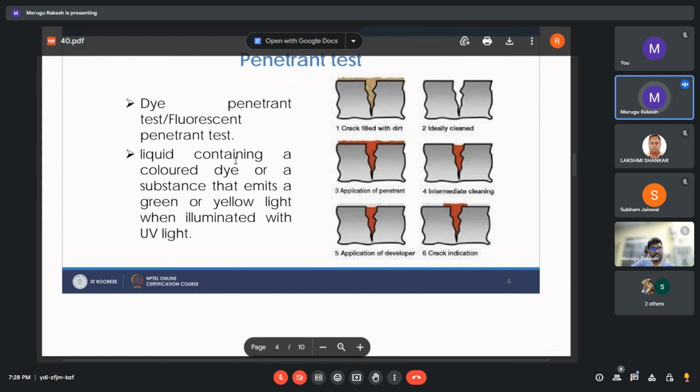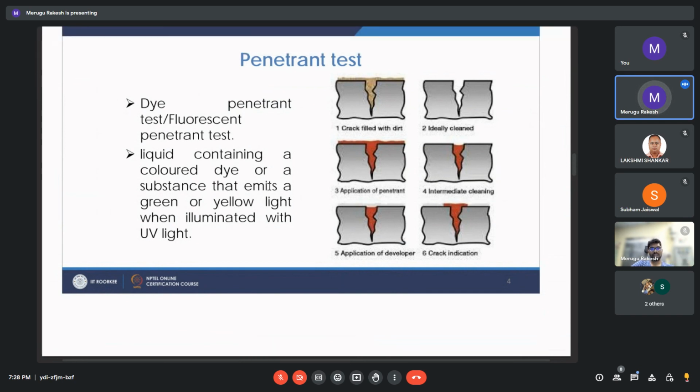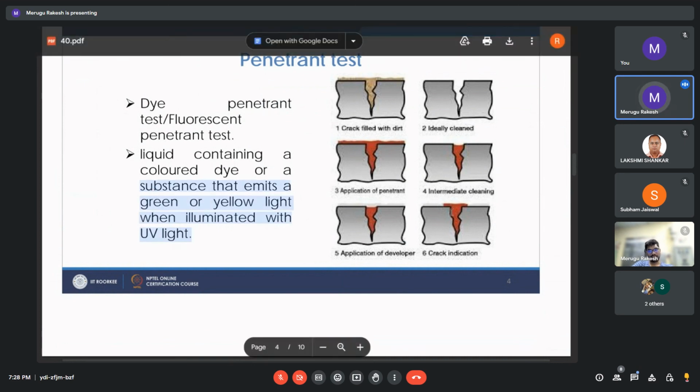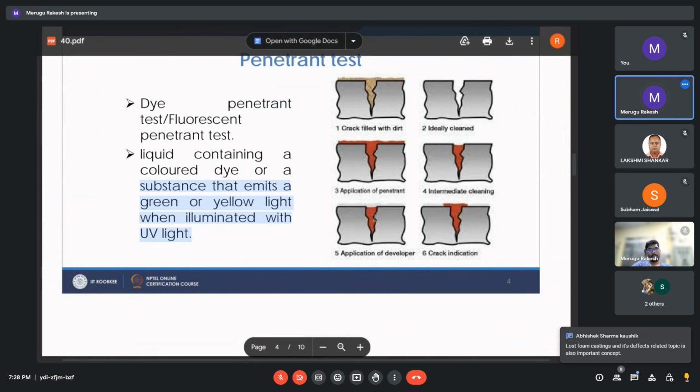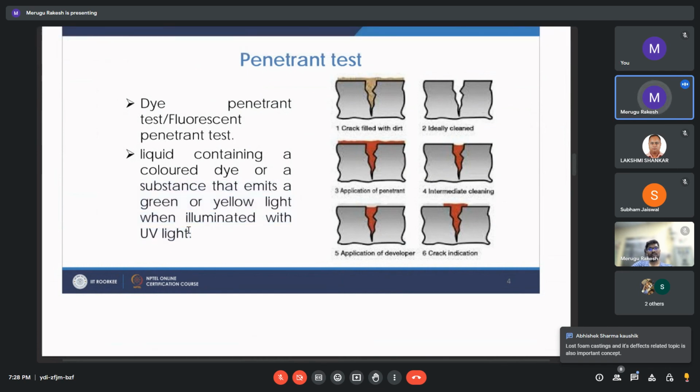So if you see liquid containing a colored dye or a substance that emits a green or yellow light, this is also okay. But in general, whatever the crack happening, we can see it through our naked eyes as well. You can even use these light sensitive materials as well.